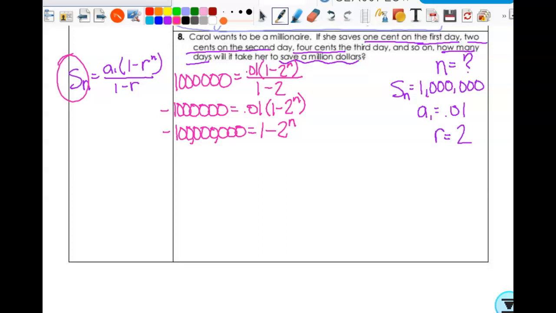All right. So now, what's the next thing I need to move? The 1. So I want to subtract 1 from both sides, right? This is already negative, so this is going to become negative 100,000,001. So negative 100,000,001 equals negative 2 to the nth power.